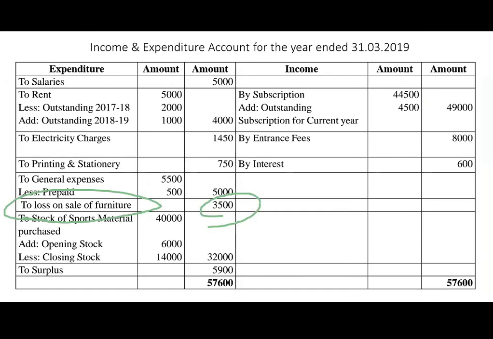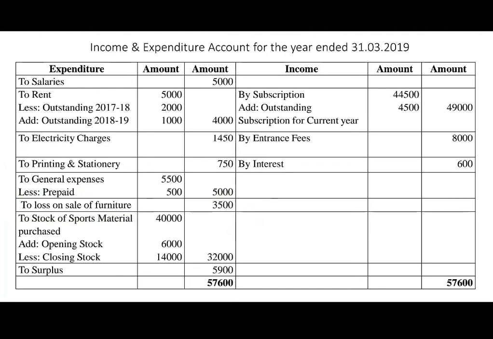So here you will record only the loss amount, 3,500. The sale amount is only for information. And the book value, you will deduct from the asset which is given on the balance sheet. Now, the balance sheet is not there, which means you will not record the book value. Okay, is it clear to everyone?